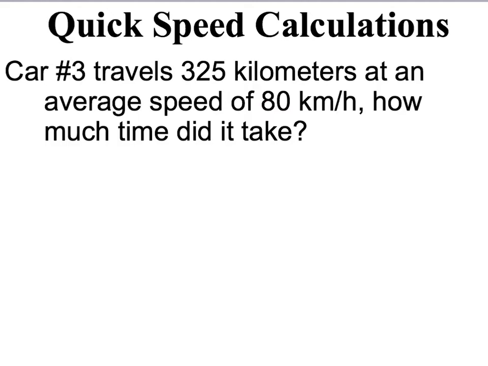Let's look at this last one. Car number 3 travels 325 kilometers. That's a distance at an average speed of 80 kilometers per hour. How much time did it take? So what we're trying to find here is time, and it gives us average speed and distance. Let's use our formula. Plug in what we know. And see what we can do. We need to get that t by itself.